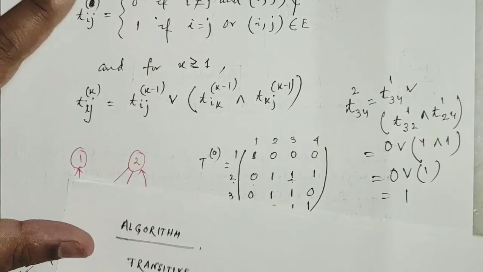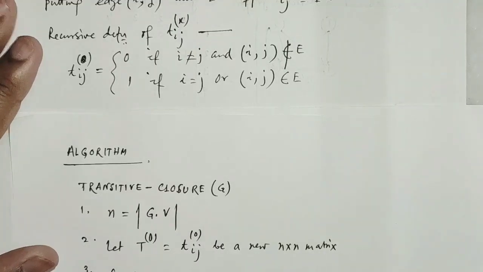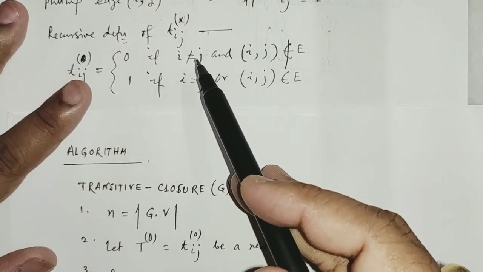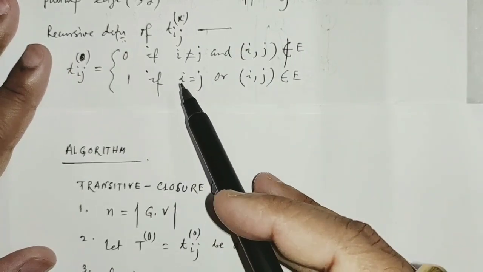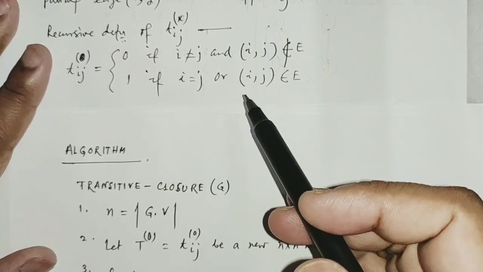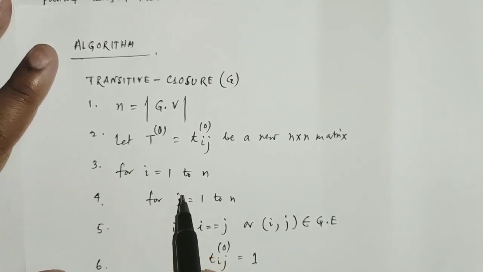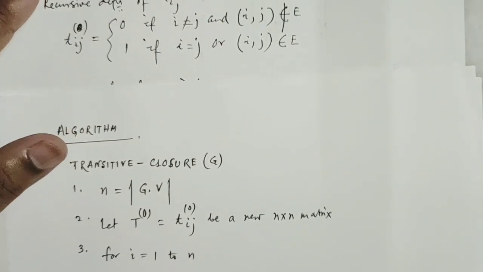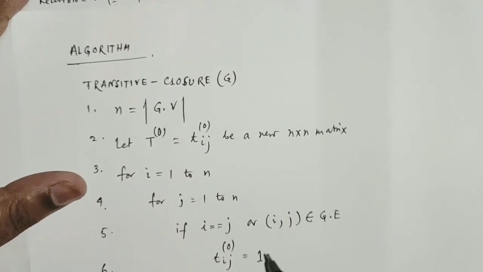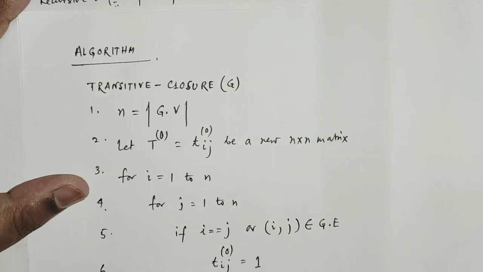Okay, so how to calculate T0? I told the formula of T0 is this one. If two vertices are not equal, that means i not equal j, and there is not an edge, then put 0. If i equals j or there is an edge from i to j, then it is 1. So it is the same formula for i equals 1 to n, j equals 1 to n, because you are talking about an n cross n matrix. So write the formula: if i equals j, or there is an edge from i to j, that is, i comma j belongs to G dot E.